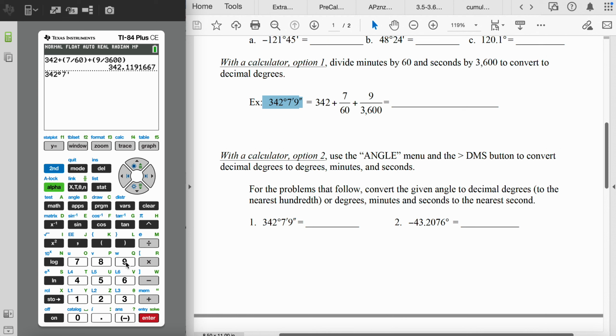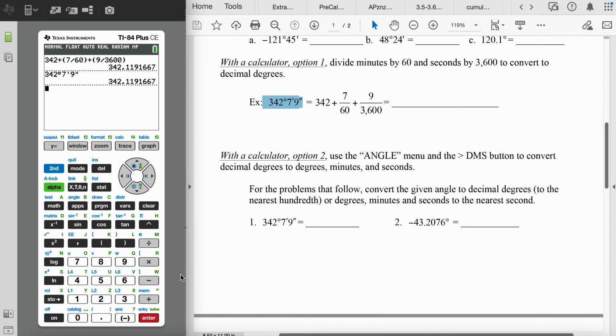Finally, we have 9 seconds, and this one's a little different. For some reason, it's not included in the angle menu. It is included on the main screen in green here. You can see right above the plus key. So we have to hit our green alpha key and the plus key to get our seconds. When I hit enter, it will make that conversion to decimals, and you can see it's identical to what we did above.